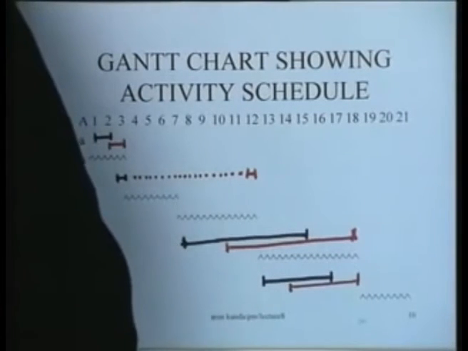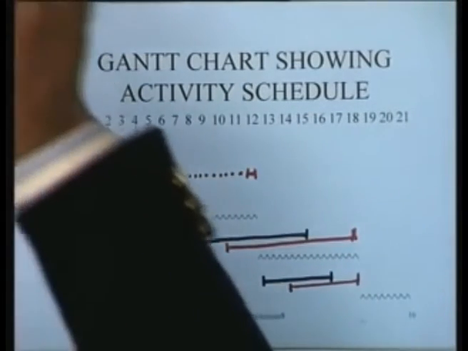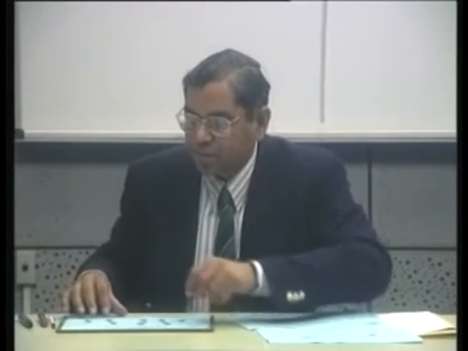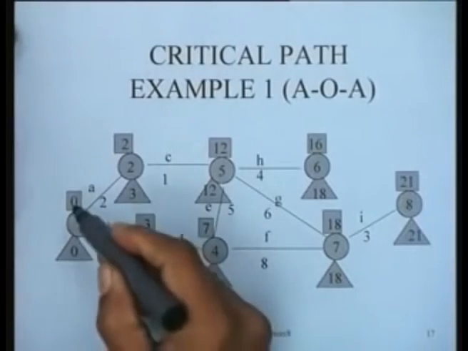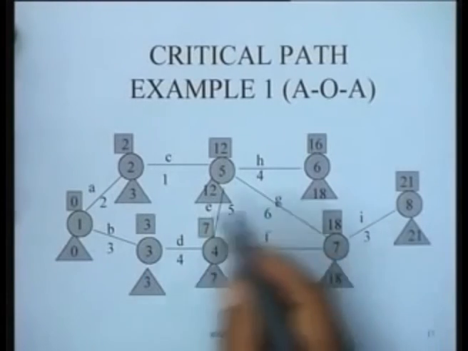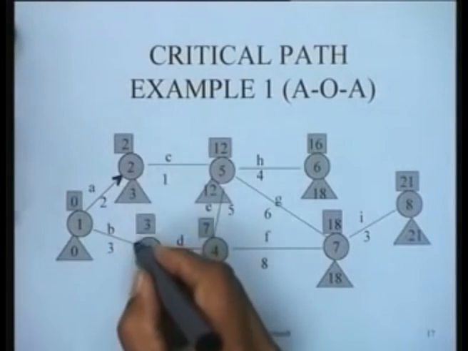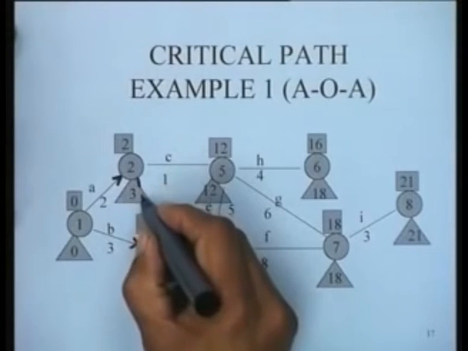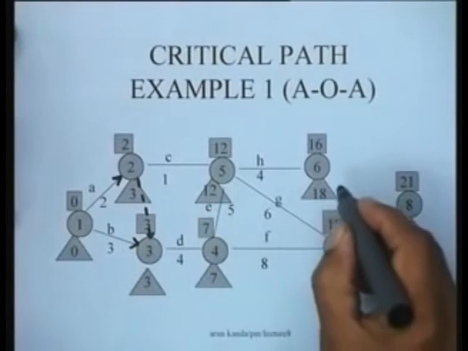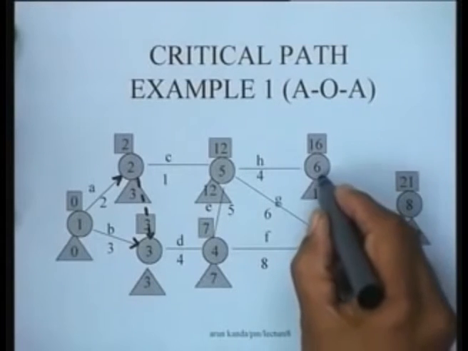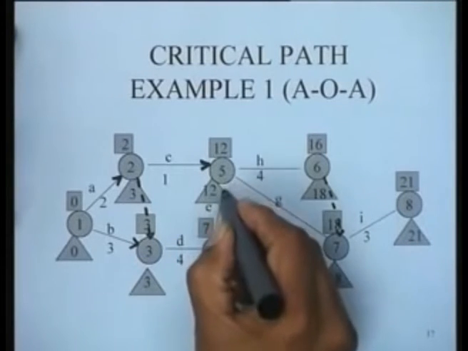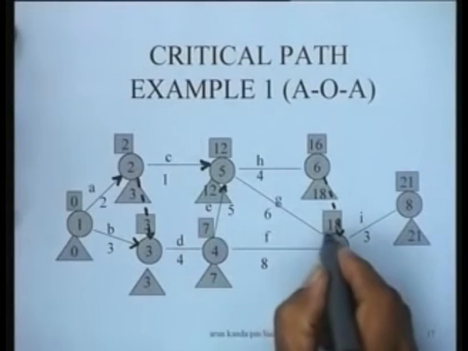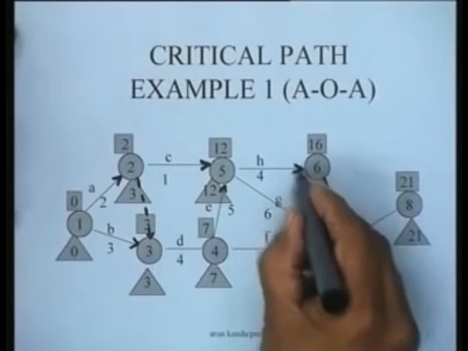Let us now make some comments on the critical path. In this particular case, the computations that we have performed both for the forward pass and the backward pass are as shown in this particular network, and recall of course that there are dummies here, and there is another dummy going from here to this particular node, and this is the project network which we have been analyzing so far.